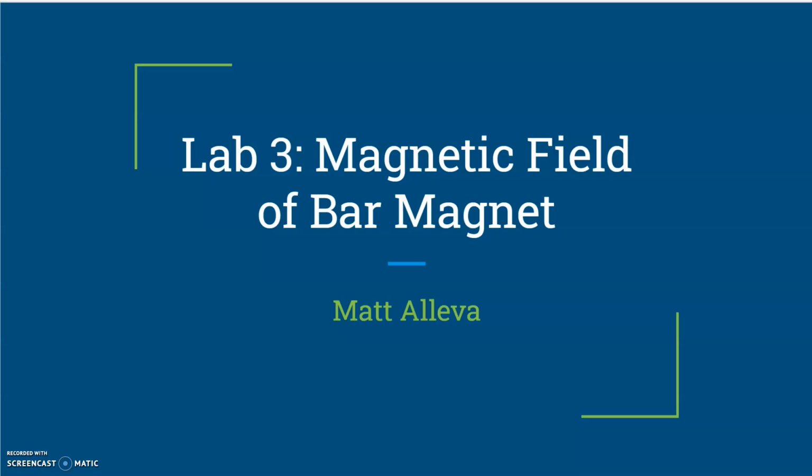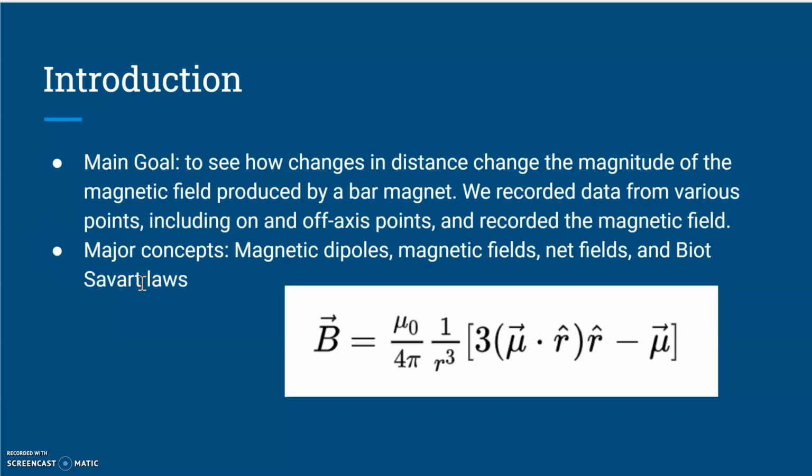So this is my Lab 3 video report, and Lab 3 is about the magnetic field of a bar magnet. The main goal of this lab is to see how changes in distance change the magnitude of the magnetic field produced by a bar magnet. We recorded data from various points, including on and off axis points, and recorded the magnetic field. Major concepts that were used include magnetic dipoles, magnetic fields, net fields, and Biot-Savart laws.